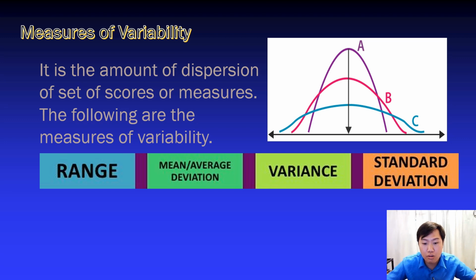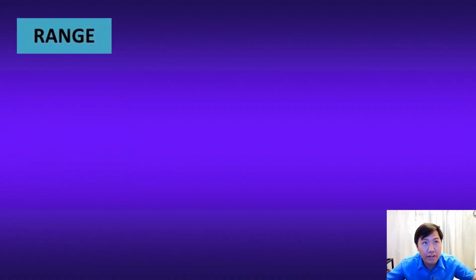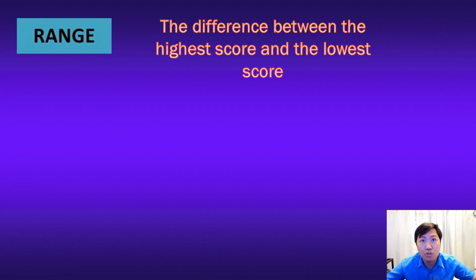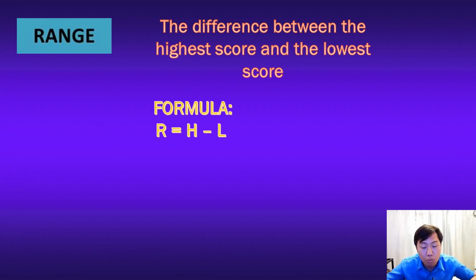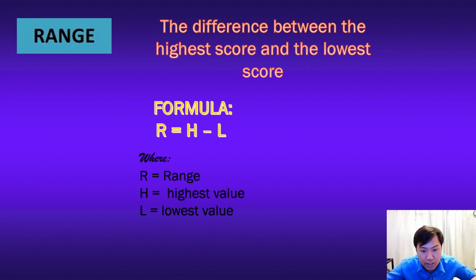Now, let's talk about range. So, ano nga po ba ang range? The range is the difference between the highest score and the lowest score. Sa makatwid, yung pinakamataas na score natin at yung pinaka-lowest score natin, yun po yung kanilang pagitan. Para mas lalo natin maunawaan, the formula of range is R equals H minus L, where R is the range, H is the highest value, and L is the lowest value. So para makuha natin ang range, we need to subtract the lowest value from the highest value.